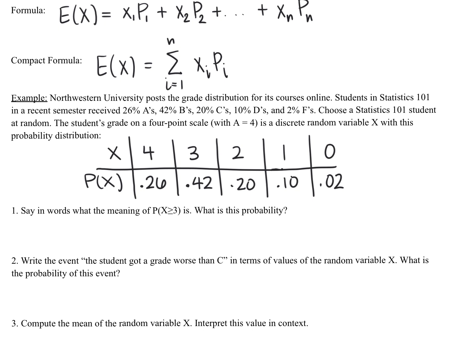All right, so we want to say in words what the meaning of the probability of X greater than or equal to 3 is, and what that probability is. So the probability of X being greater than or equal to 3 means you earn a B or higher. So the way I find that probability is I do 0.26 plus 0.42, which is 0.68.